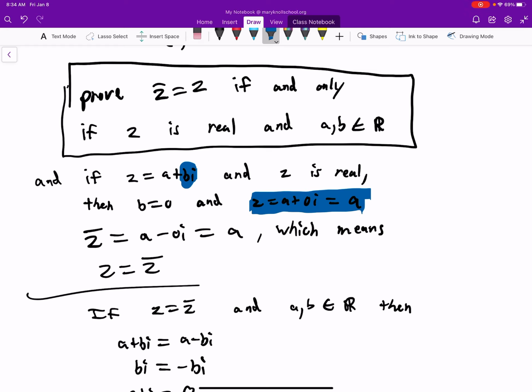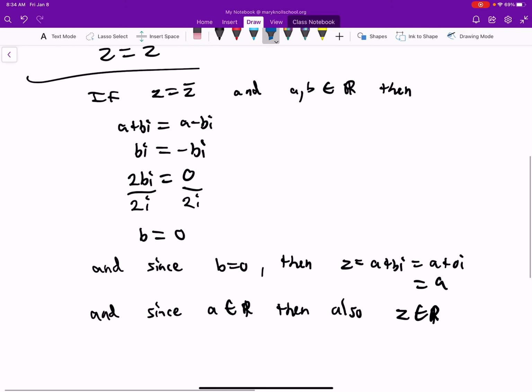And then z bar, let's look at z bar. The same thing applies to z bar, that b value has got to be 0 as well. So then, since z is a and z bar is a, that means z equals z conjugate. Okay, so then let's look at this next part here.